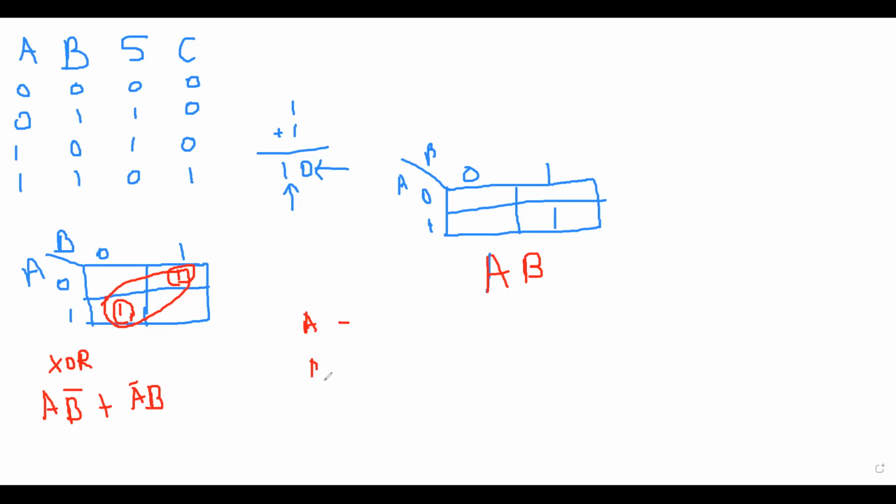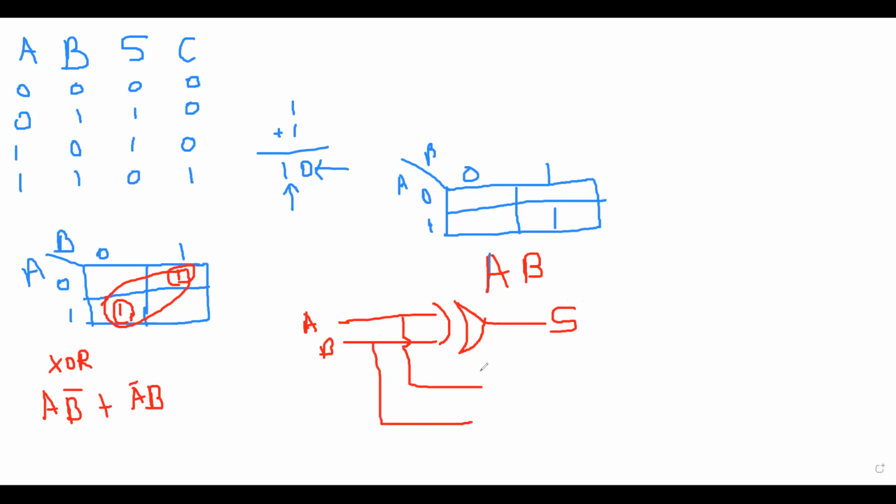Here I'm going to draw the logic circuit for the half adder. This is B. And I have an XOR gate here, and this is for sum. And this is for carry.